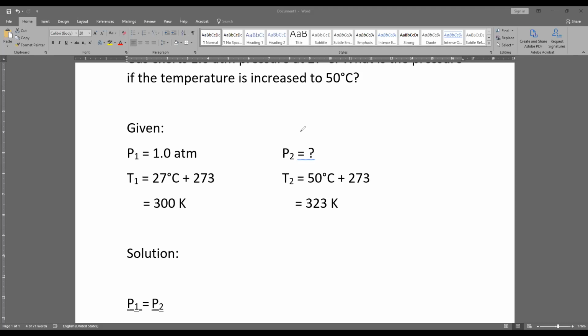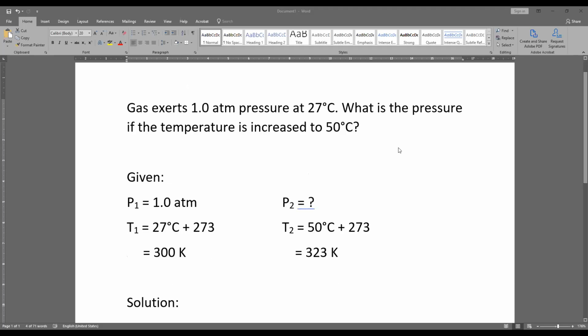Do you have any questions so far with Gay-Lussac's or Amontons? By the way, they're the same. Don't be confused. Other books actually coined this as Gay-Lussac's, and the other books also are talking about Amontons.